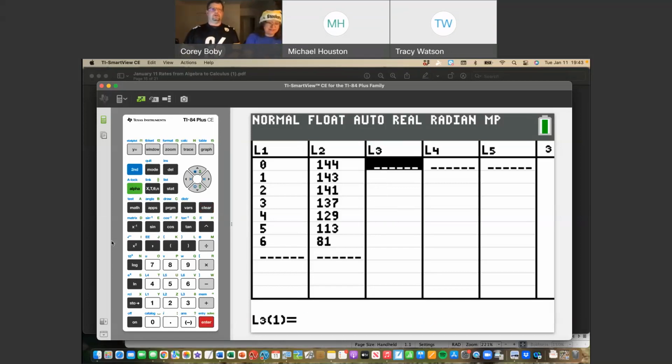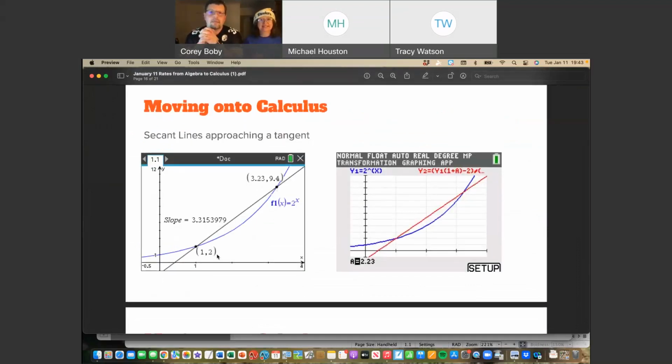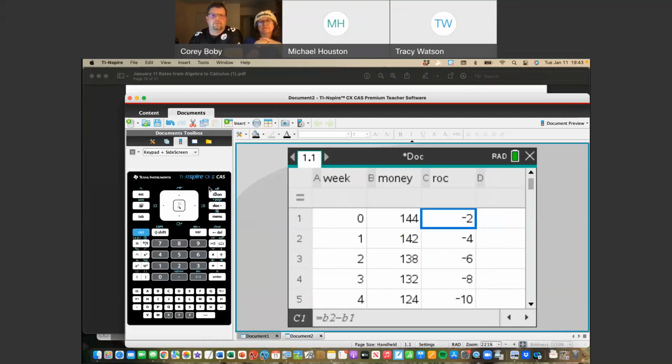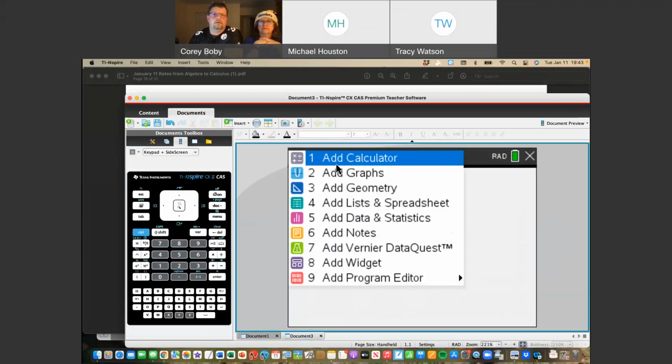All right, let's do a little bit in the 15 minutes. Oh, gosh. I've had way too much time on that problem. All right, so I want to do a quick secant line approaching a tangent line. There are math-inspired documents that do this. I'm not going to spend a ton of time on this, but if I go to the Nspire and do it here, I'm going to make a new document.